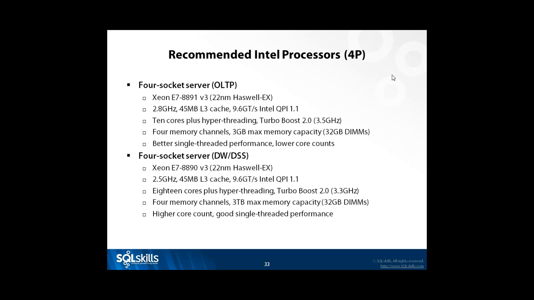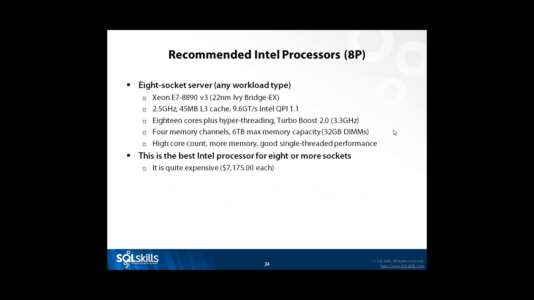And then in a 4-socket server, OLTP workload, you want to have fewer cores and a higher clock speed versus a data warehouse reporting workload, more cores, and then you pay the cost of a lower clock speed. And of course, you have to pay more license costs when you have more cores. And then finally, if you need to have an 8-socket server, your only real choice is this guy.